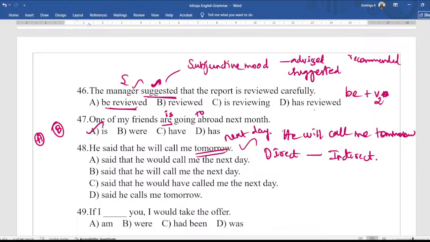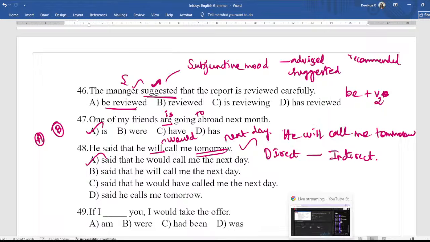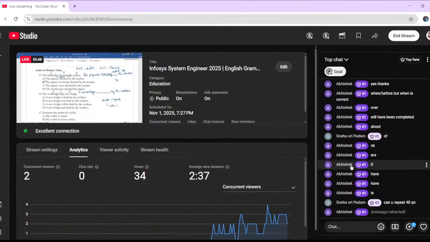And in the indirect speech, will would come as would. He said that he would call me the next day. Correct answer is option A. He said that he would call me the next day. So Deepika said that she would call Abhishek the next day. I hope you understood the difference between direct and indirect speech. If not, please let me know, and I'll explain once again.